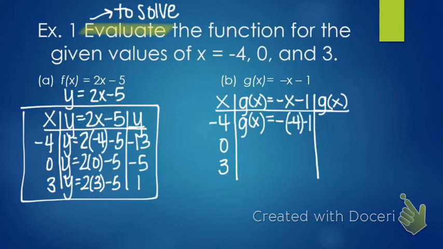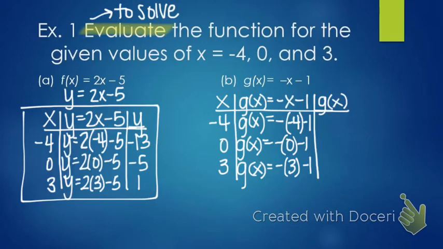I see far too many people who drop the negative off the 4 because they think, oh, there's already a negative in the function. No, those are 2 separate negative signs. So they both need to go into the function. Then we have g of x equals the opposite of 0 minus 1. And g of x equals the opposite of 3 minus 1.